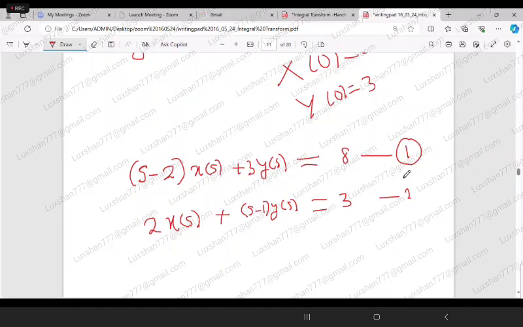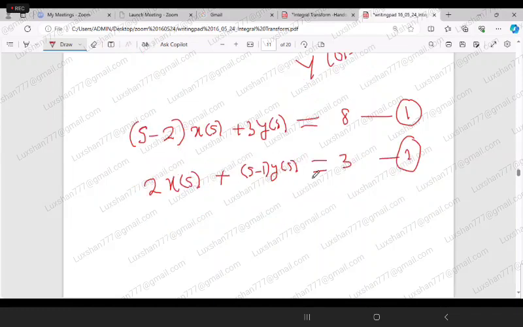So now we have a simultaneous equation in X(s) and Y(s). If we solve this one, simply what you can do is divide this first equation by this one and subtract from this one, and you can have 3 over s minus 2.